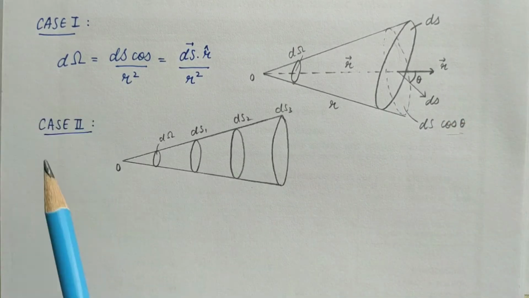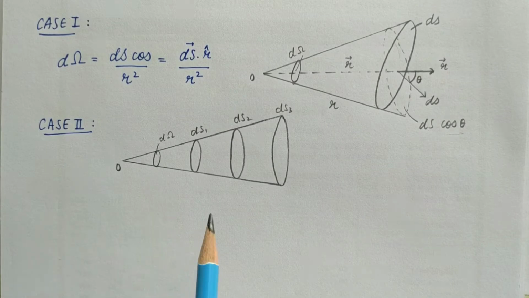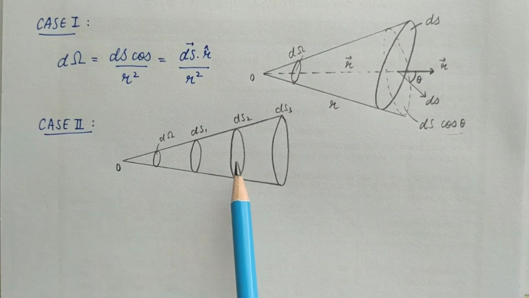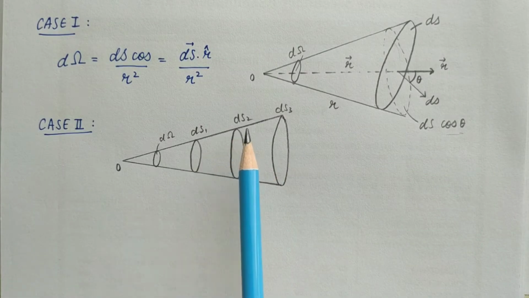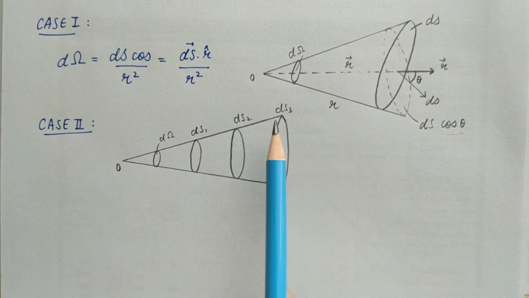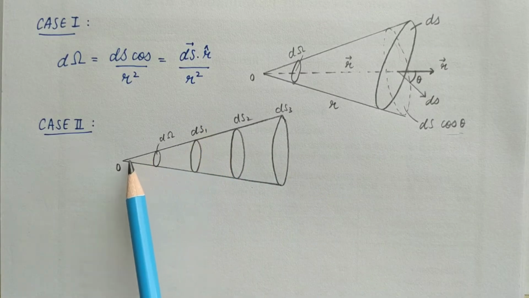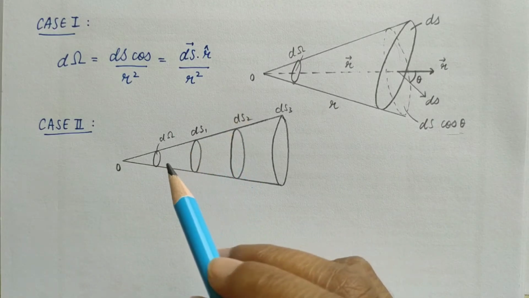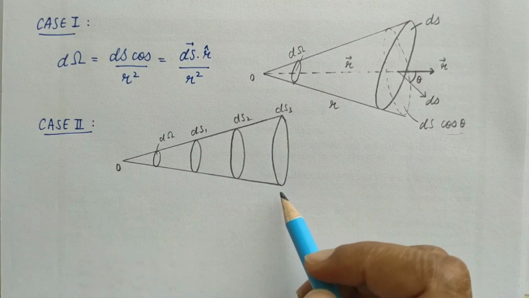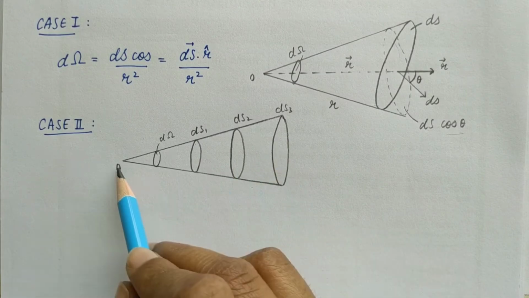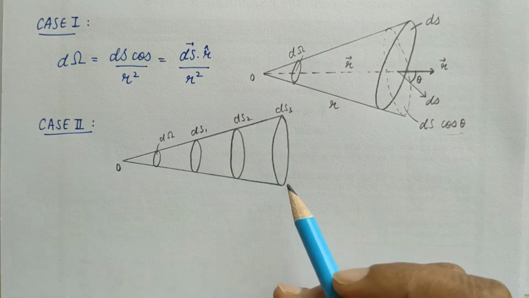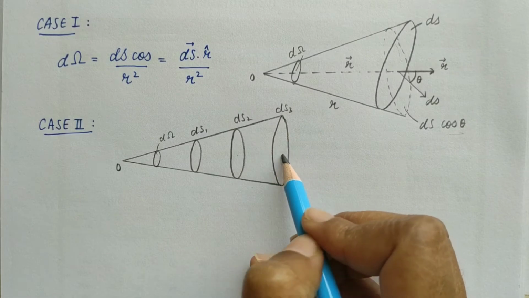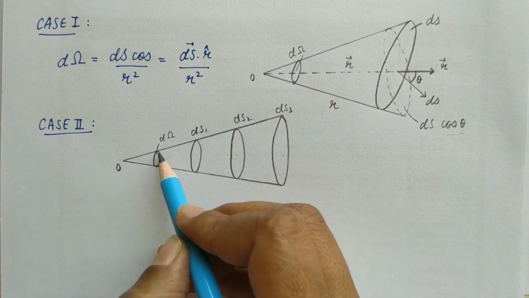Now in the second case, we have taken 3 different area elements, that are ds1, ds2 and ds3. All are subtended at the same solid angle at the point O, because for them the opening of the cone around its vertex O is the same. From this point the opening is the same, so all these areas will have the same angle d omega.